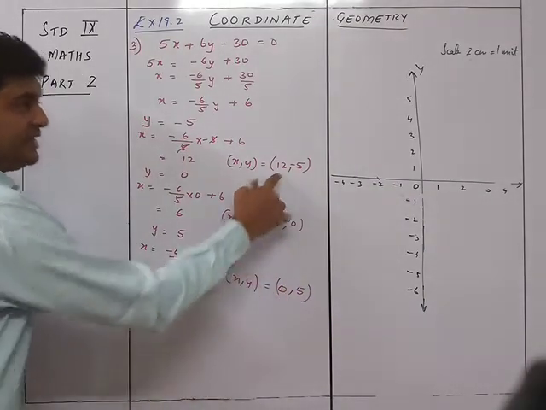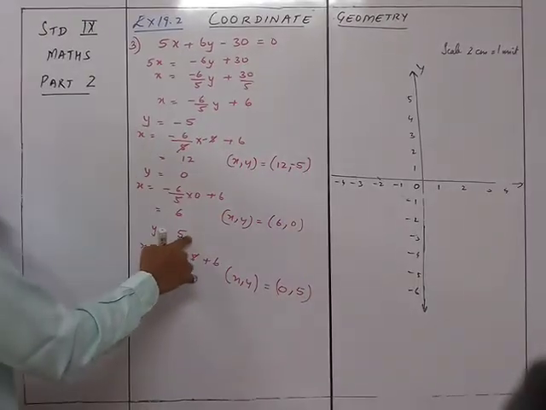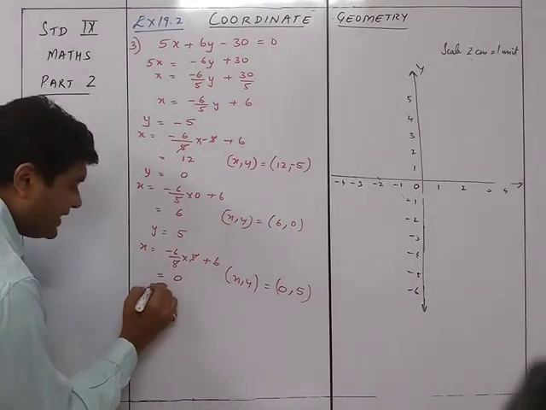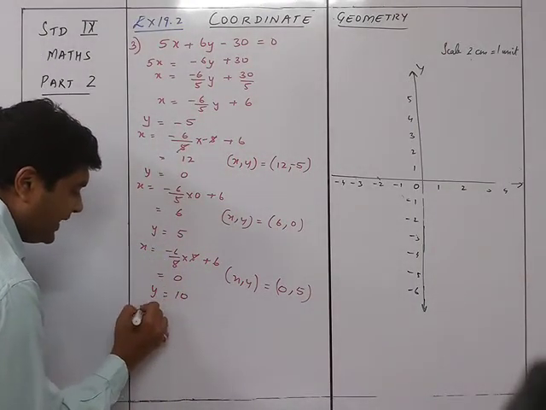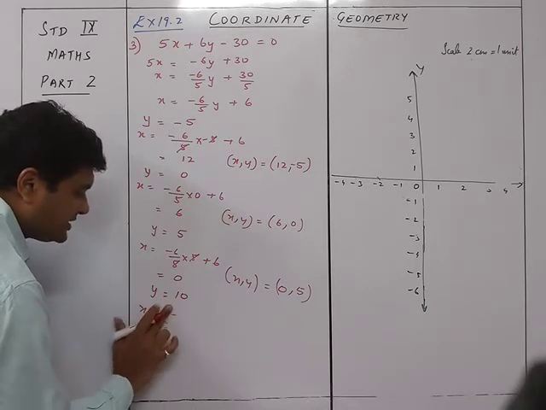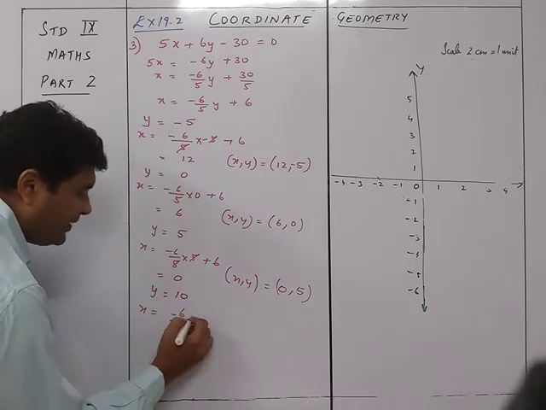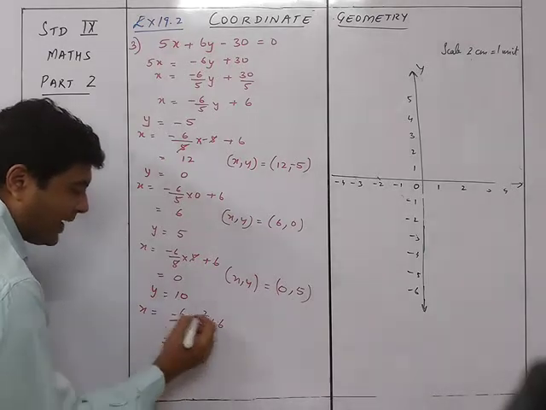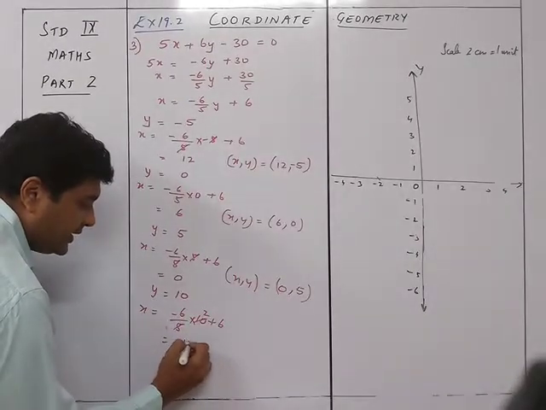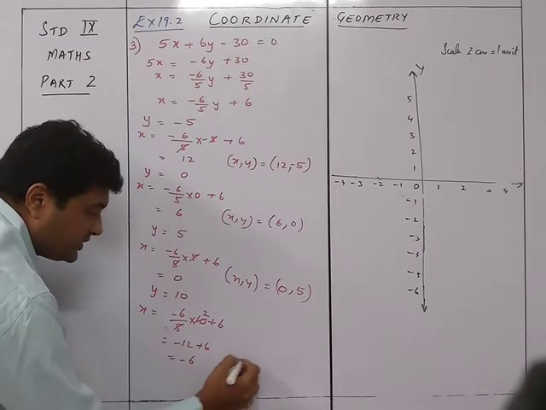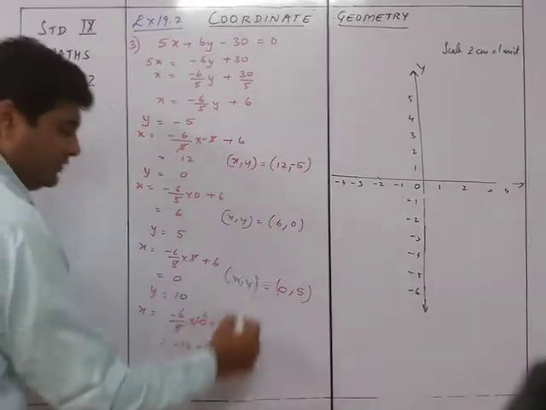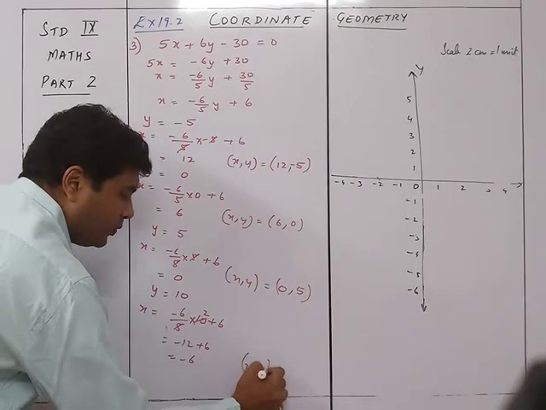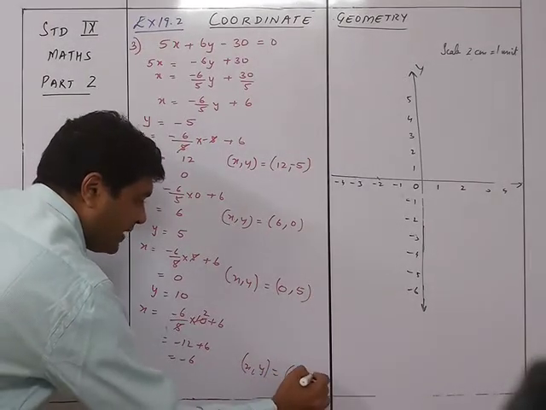Now since here it is 12, let's try if I'm taking this as 10. So if I take y is equal to 10, then x will be equal to minus 6 upon 5 into 10 plus 6. So this will give you 12. So that will be minus 12 plus 6 is equal to minus 6. So this is a better option than 12. So x comma y will be equal to minus 6 comma 10.